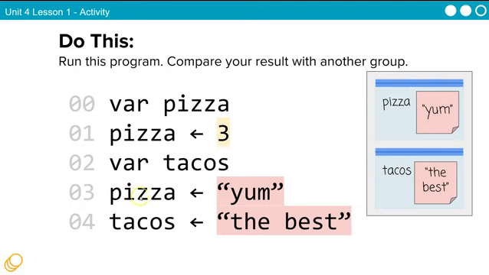What I'm saying here is change the value of pizza. So pizza should now be equal to yum. So the 3 got thrown out and yum was assigned as the value for the variable pizza. And then I'm assigning tacos the string the best. So now you can see pizza is yum and tacos is the best. Again, we're just working through this multiple times, hoping it sticks.